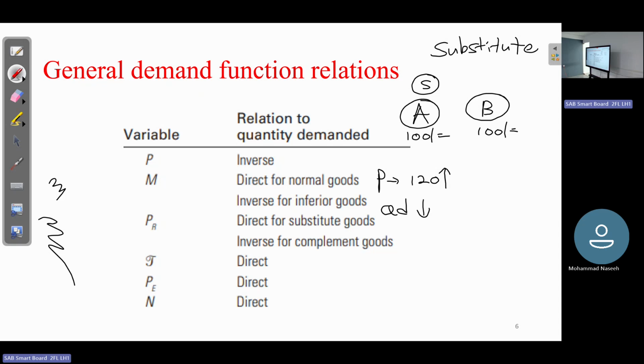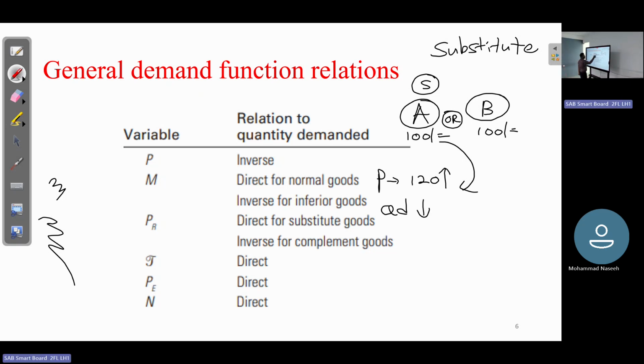We'll come back to the previous discussion. Still we are trying to understand the reason for the inverse relation. One is the substitution effect. Now A and B are substitutes, which means the consumer can consume A or B. So what has happened? The price of A has increased, and the quantity demanded has decreased.